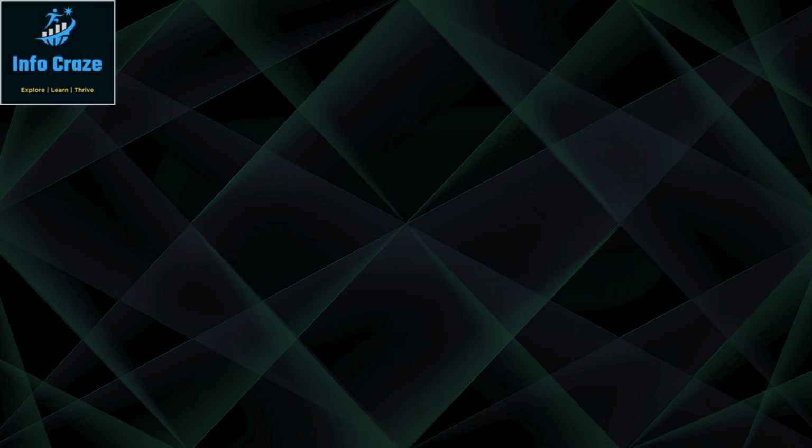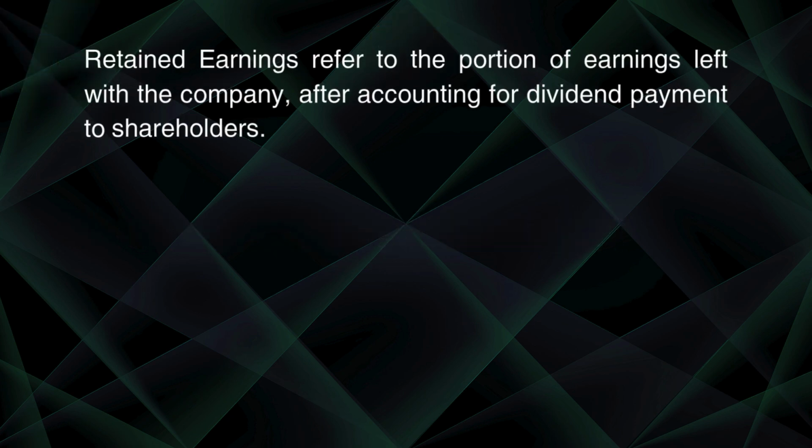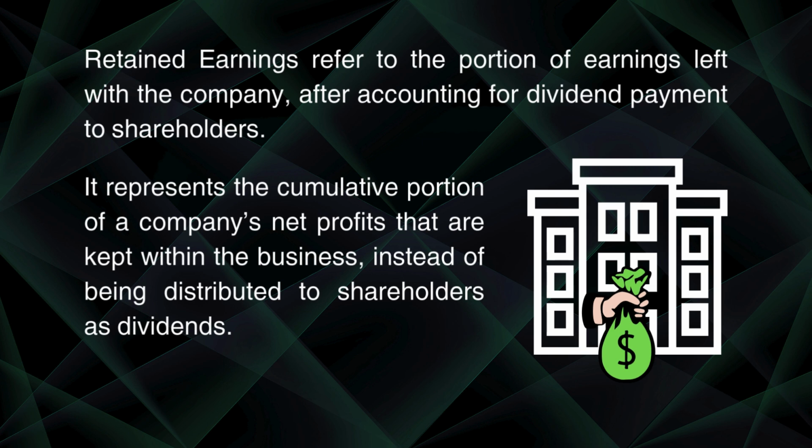Next we have question number 2. What are retained earnings? Retained earnings refer to the portion of earnings left with the company after accounting for dividend payment to shareholders. It represents the cumulative portion of a company's net profits that are kept within the business instead of being distributed to shareholders as dividends. Retained earnings are shown under equity in the balance sheet as part of reserves and surplus.